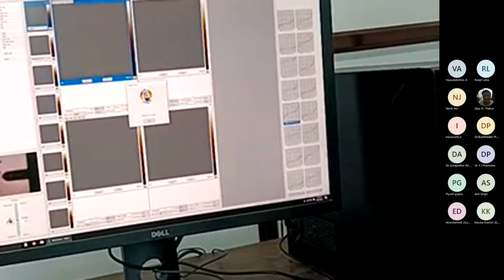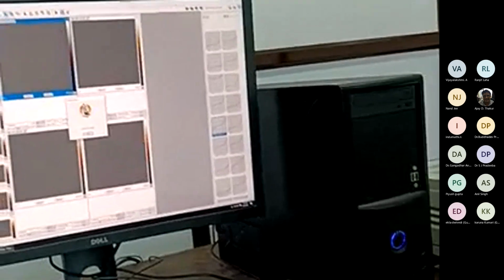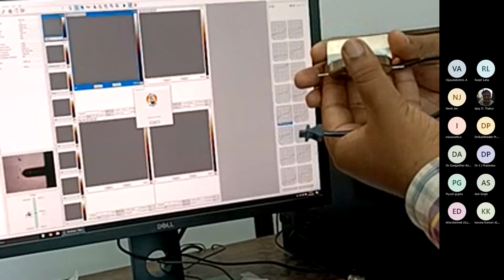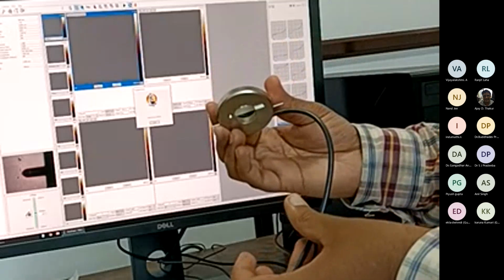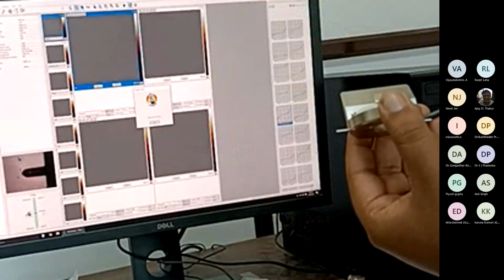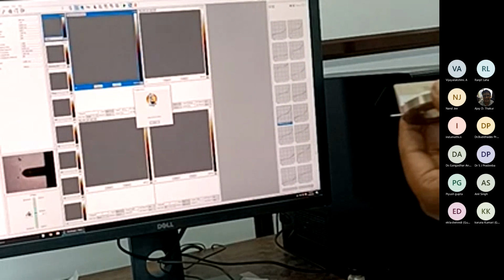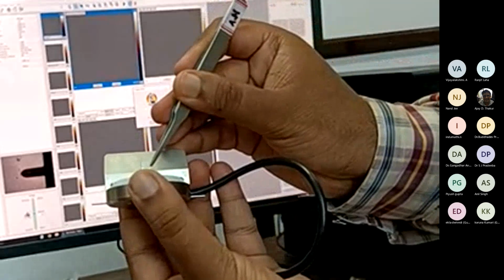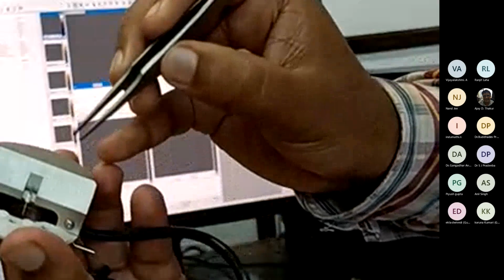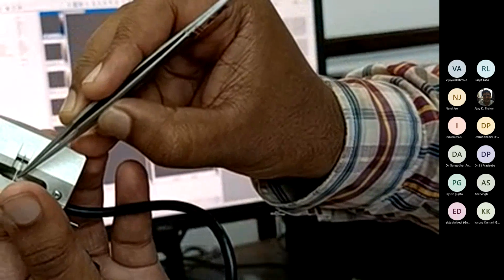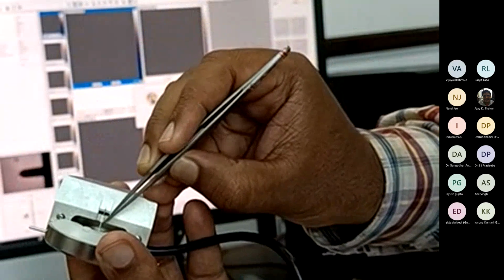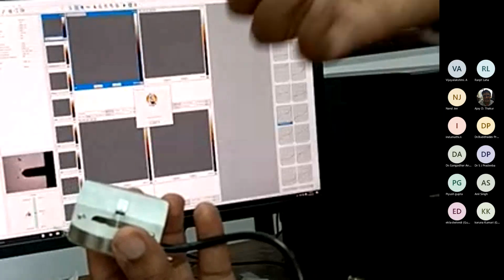If I have more time, then I'll explain a little bit about SPM also. Meanwhile, it is getting approached. So I will show you the STM head. This is the STM scanner head, and we put the STM probe here at this point. This is the STM probe, and it is mainly made up of platinum or platinum iridium.